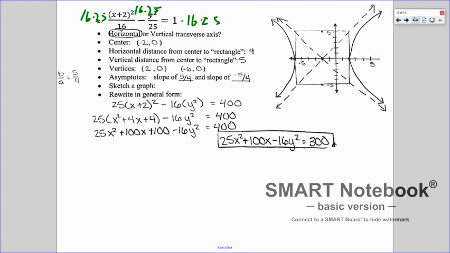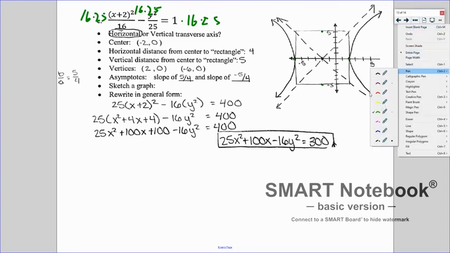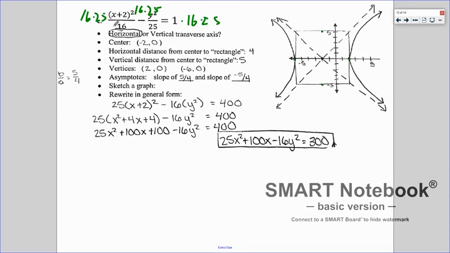And I would write it like that, and I wouldn't write 400 because of what's going to happen next. I'm going to try to reduce. So 16 over 16 becomes a 1, 25 over 25 becomes a 1. So I have 25 times (x + 2) squared, and 16 times y squared. And 1 times 16 times 25, that's where we get the 400.